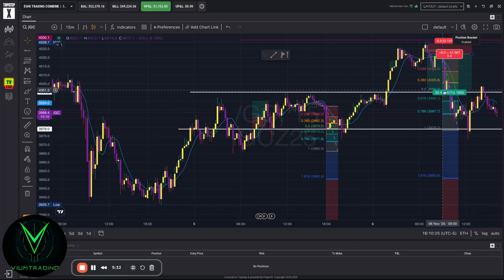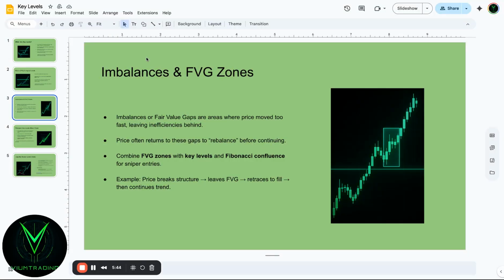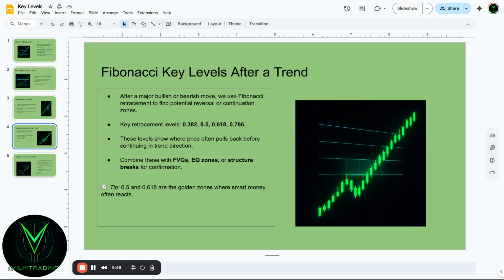You can see this is the 0.5 Fibonacci, which, you guys know, in the previous videos I talked about the 0.5 Fibonacci as a discount level, as a level where a lot of traders step in to help in the trade. So now we go to the Fibonacci key level trend.